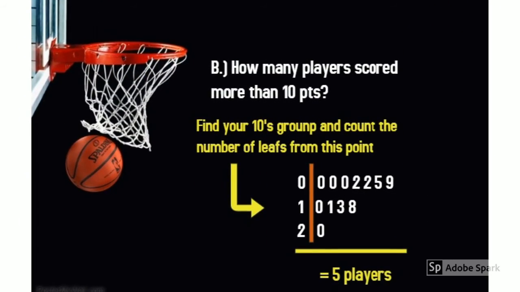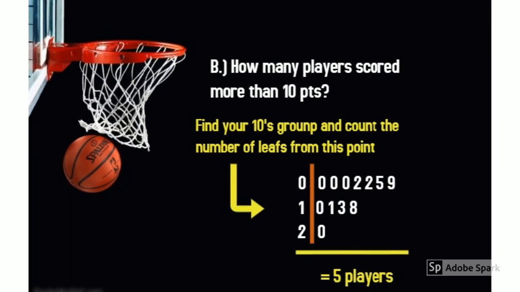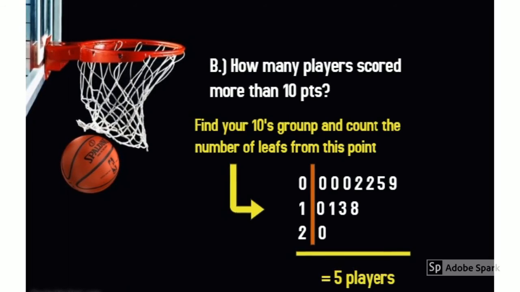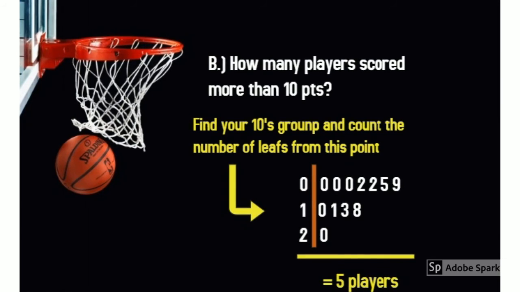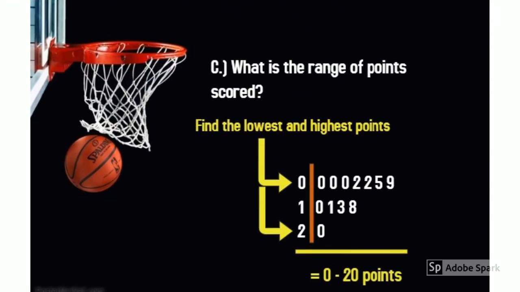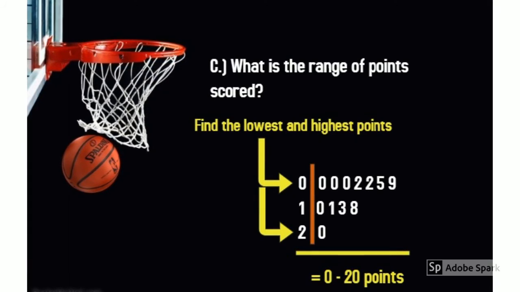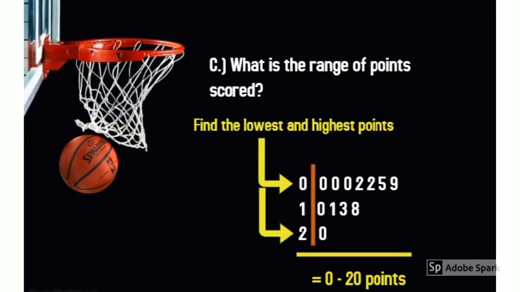For this question of who scored more than 10 points, all we need to do is look at our stem of 1, which represents 10, and count the leaves from there, which will give us a total of 5 players. Lastly, we're able to look at our stem plot and see that our lowest score is 0 and our highest score is 20, giving us a range of 0 to 20 points.